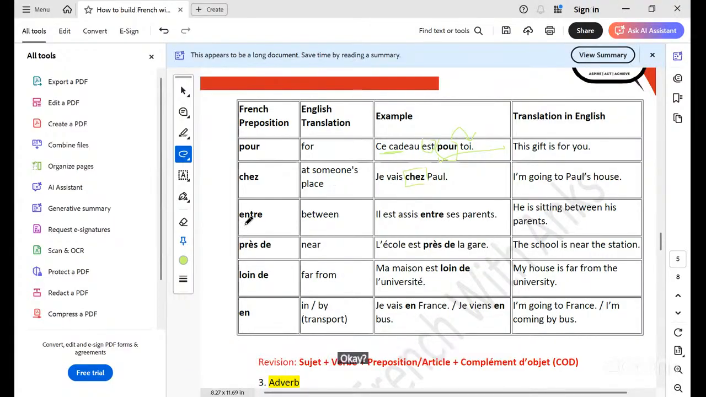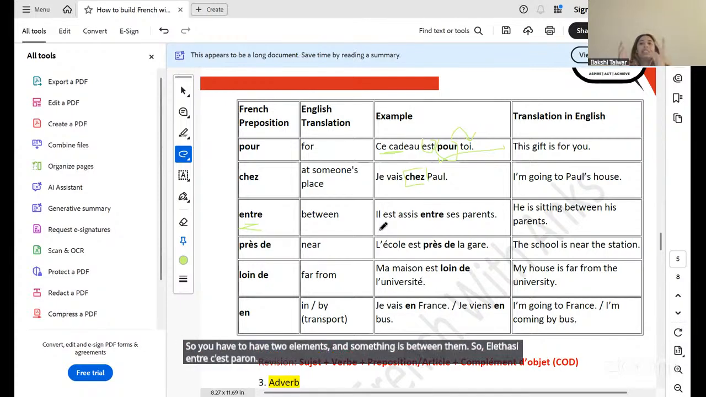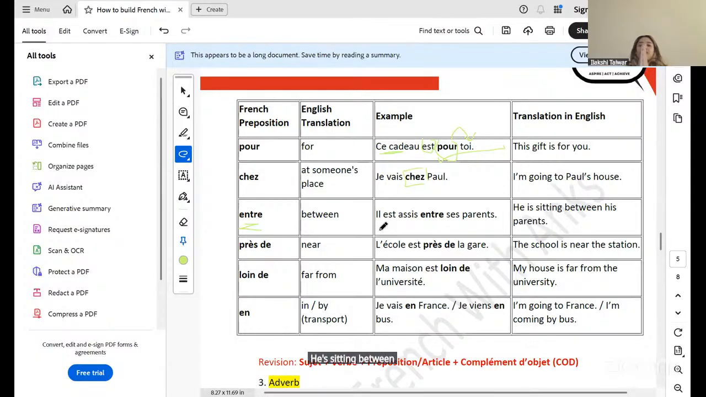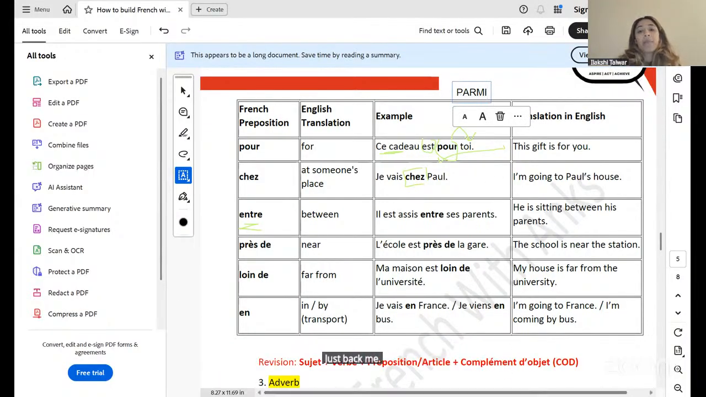Alors, entre. Entre means between. So you have to have two elements and something is between them. So, il est assis entre ses parents. He's sitting between his parents. There's another term, guys, which I often see people mixing up, which is parmi. Parmi means among.